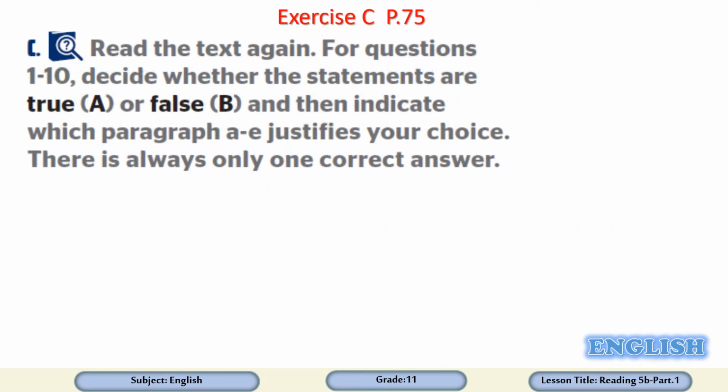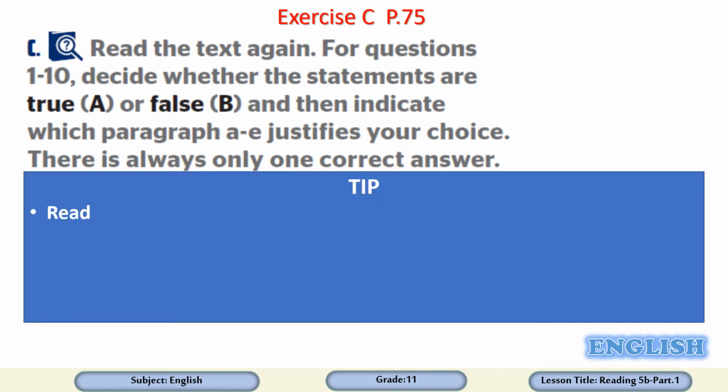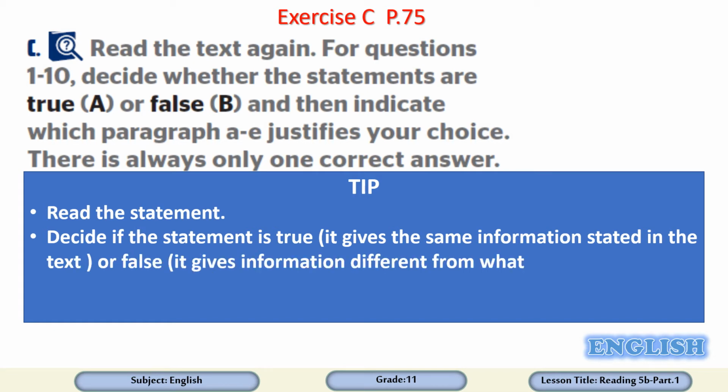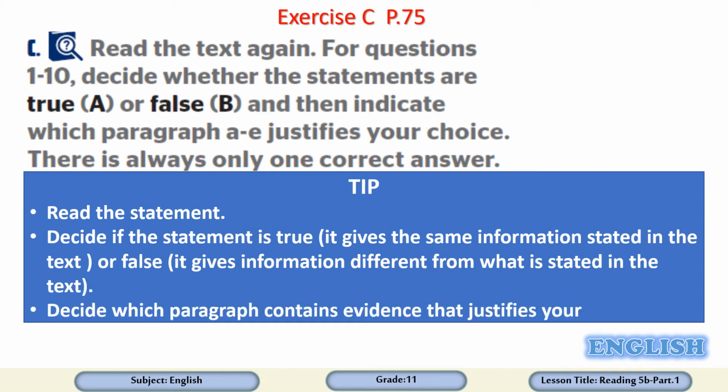We go now with exercise C, page 75. You have 10 statements, and you are going to decide if the statements are true or false. So start by reading the statement. Decide if the statement is true, and it means that it gives the same information stated in the text, or false, when it gives information different from what is stated in the text. And finally, decide which paragraph contains evidence that justifies your answer.